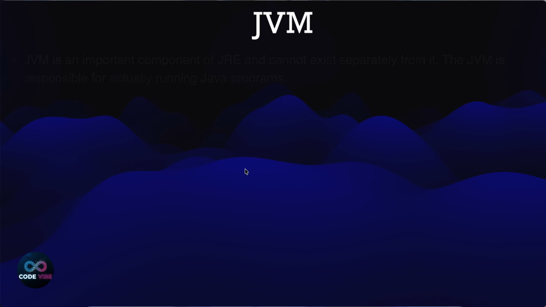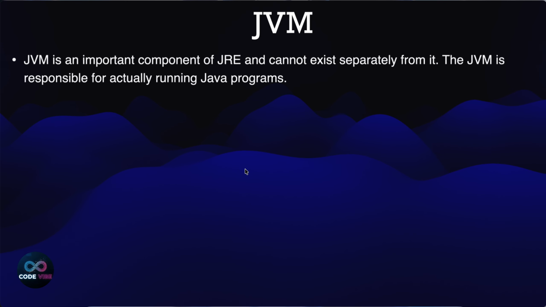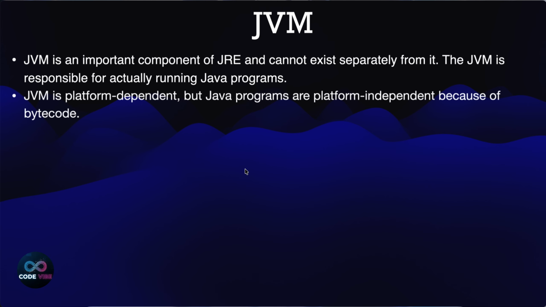Now let's see what is JVM. JVM is an important component of JRE and cannot exist separately from it. The JVM is responsible for actually running Java programs. JVM is platform dependent, but Java programs are platform independent because of bytecode. And we will see what is bytecode in our future videos, how a Java program is converted into bytecode and all.